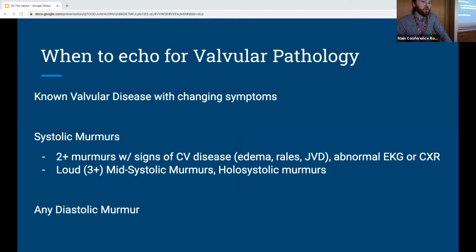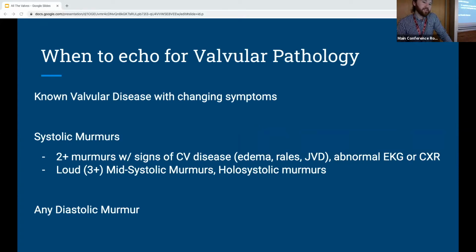All right. So when do you want to echo for valvular pathology? When do you want to consider it? Obviously, in a patient with known valvular disease, but with changing symptoms, that's going to be your single biggest indication every single time, and it's the one that you don't want to miss because these can sometimes become surgical.